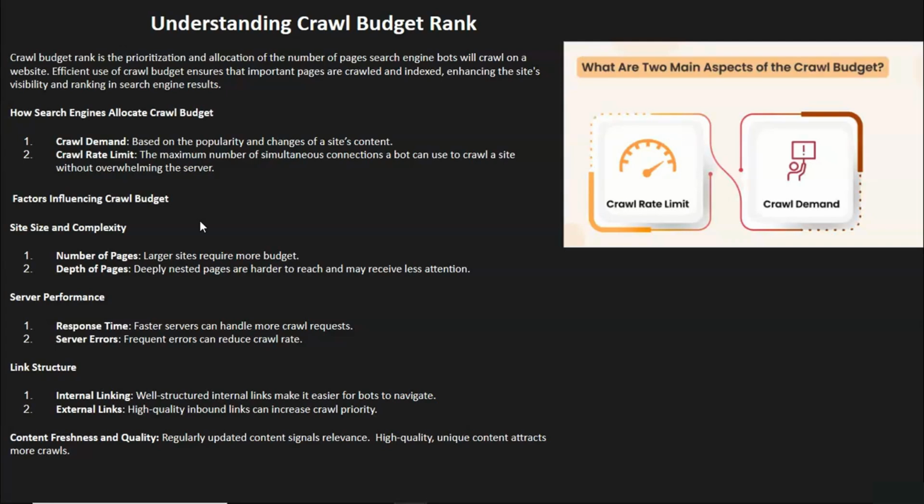Then the crawl rate limit refers to the maximum number of simultaneous connections that can be made to that server without a noticeable dip in the server performance. So when search engines begin to crawl the website and the server begins to experience glitches, that would indicate that the crawl rate limit is already being reached. The lower the crawl rate limit, the lower the crawl budget allocation. The higher the crawl rate limit, the higher the crawl budget allocation, all things being equal. So these are the two considerations that influence the allocation of crawl budget to a website.